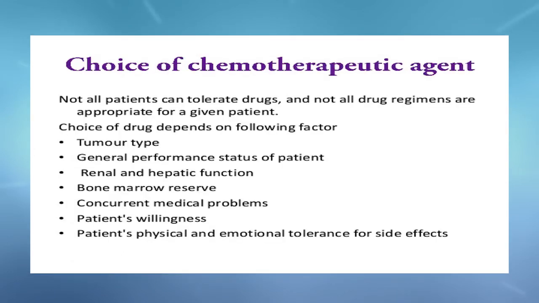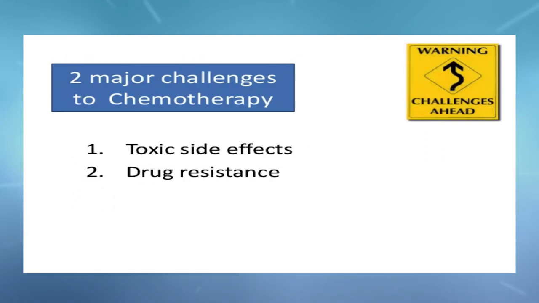Chemotherapy is usually decided by the oncologist or hematologist based on the tumor type, patient performance, renal function, hepatic function, cardiac function, and bone marrow reserve. And if the patient has any concurrent medical problems, and the patient should be willing from a psychological point of view to receive chemotherapy.